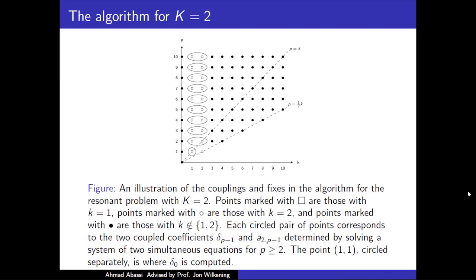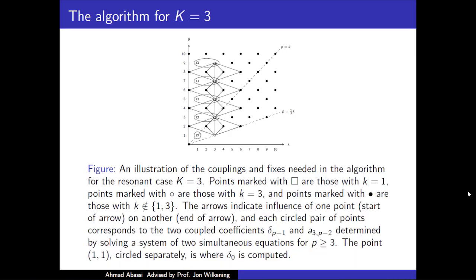This is an illustration of the algorithm for k equals 2, where each circled pair of points illustrates a coupled system of two linear equations and two unknowns. And finally, this is an illustration of the algorithm for k equals 3, which is the most involved of the three cases, as it combines aspects of the previous two resonant cases.